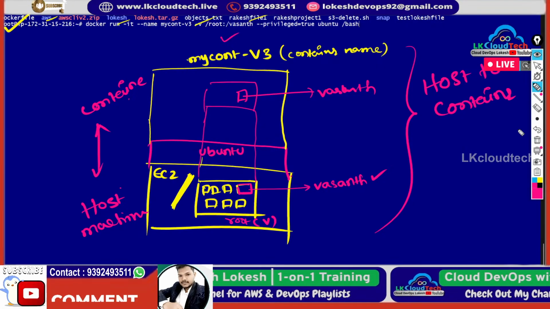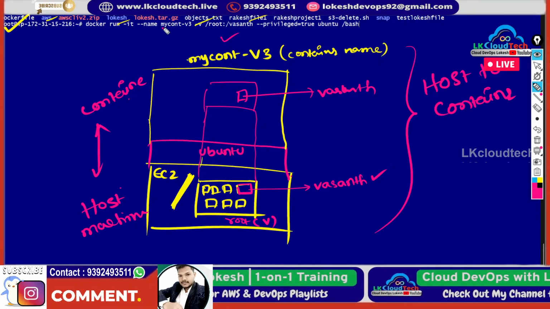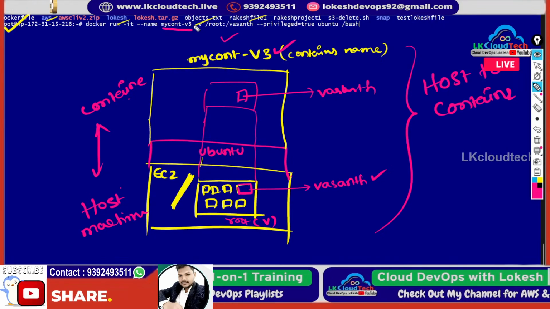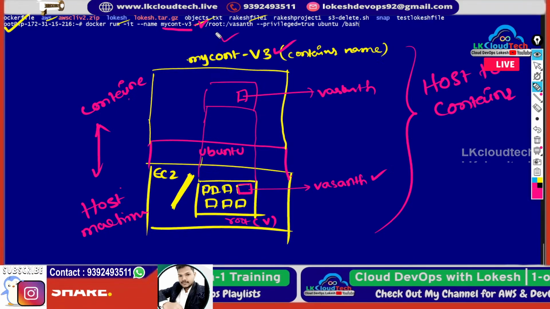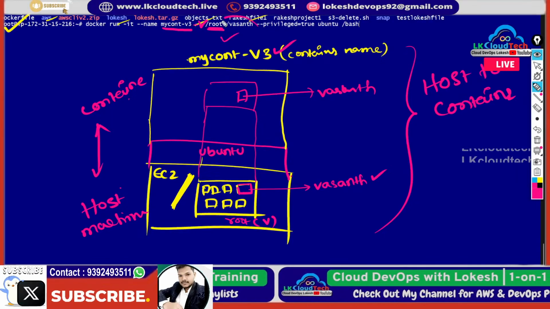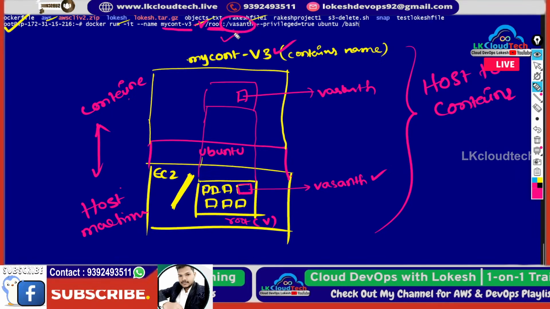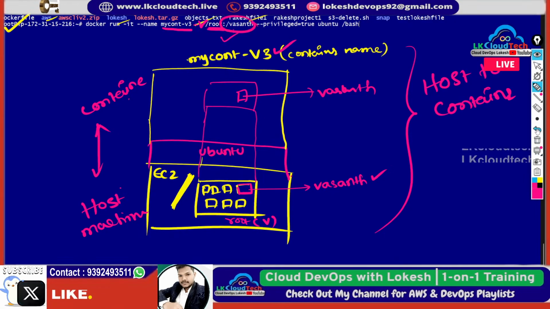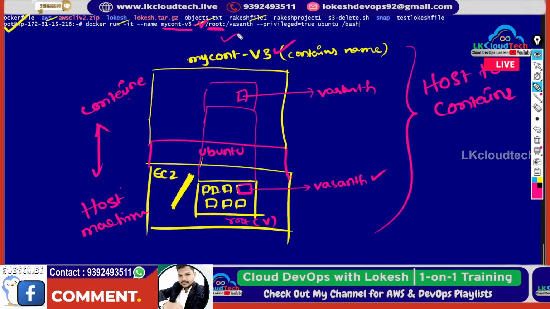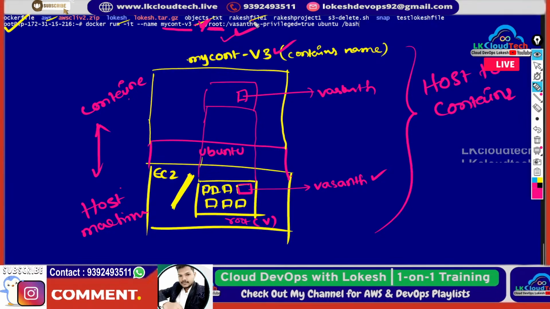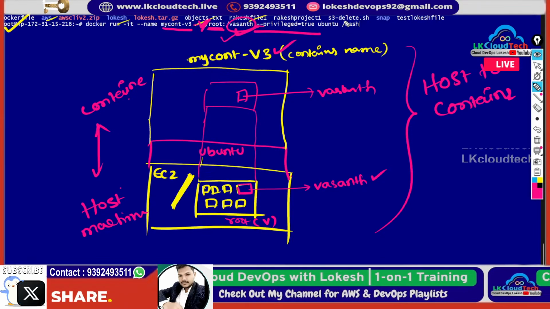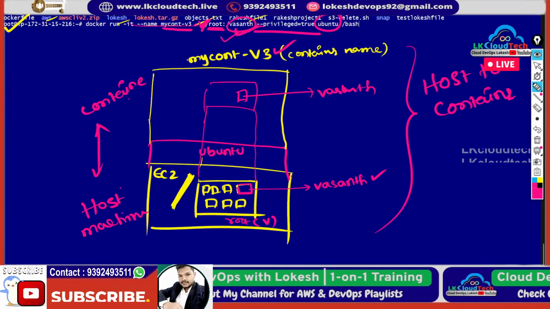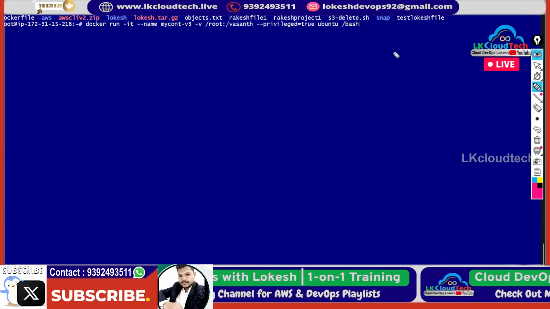Here we are creating a container called my container v3, correct? And hyphen v means we are creating a volume. In root, Vasant is not there in our directory, so that's why we are keeping Vasant here. We are creating it in the root directory. And privileged is true. On top of the Ubuntu machine, it will create everything. So let us try to run this.